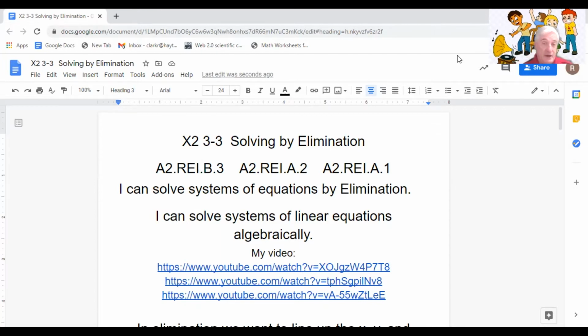But this is solving by elimination. Algebra 2, REI B.3, REI A.2, and REI A.1. I can solve systems of equations by elimination. I can solve systems of linear equations algebraically. Somebody already thought that was algebraically or alphabetically. We're not going to solve them alphabetically. Read it right. Algebraically. There's two ways to solve them through algebra. The other day you did something called substitution. Today's the second type. We're going to call this elimination.